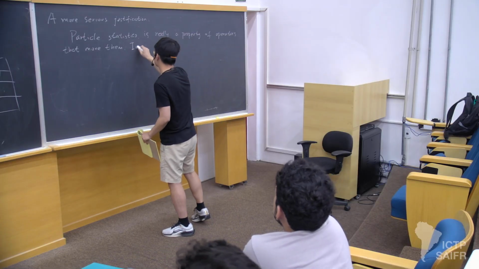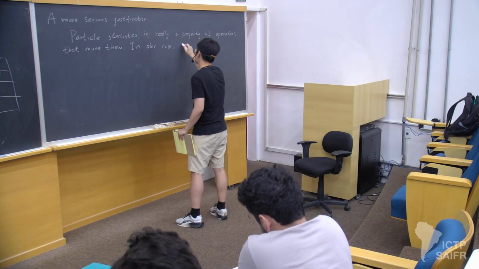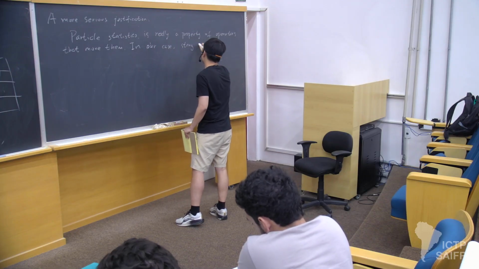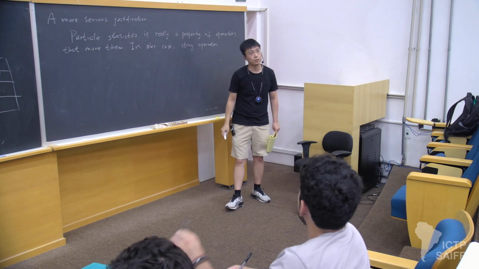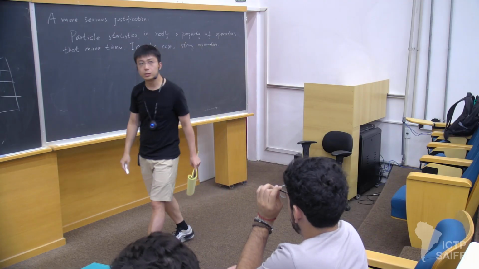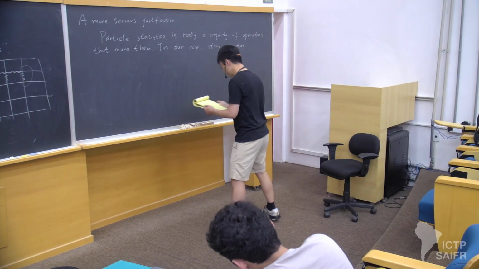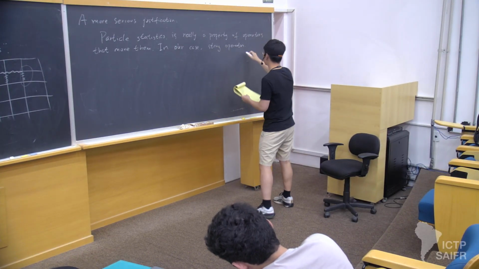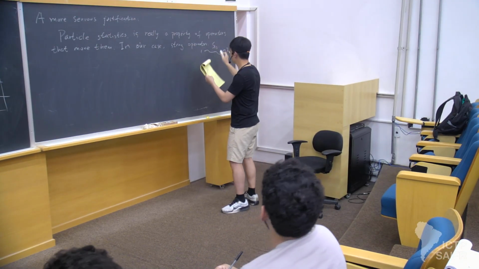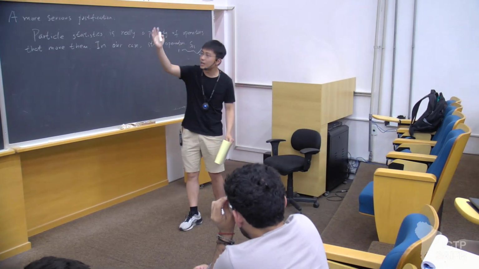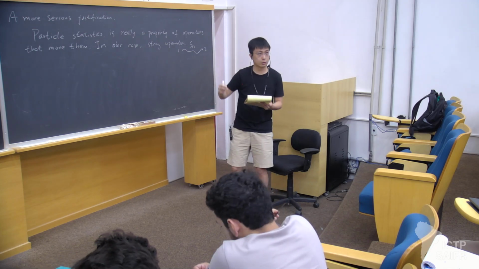But in our case, these operators are the string operators. So what I'm saying is that the statistics of the particles should be encoded in the properties of the strings. Let's call this string operator, from point 1 to point 2, S1,2. It could be our ZL or XL prime, or the combination of the two.